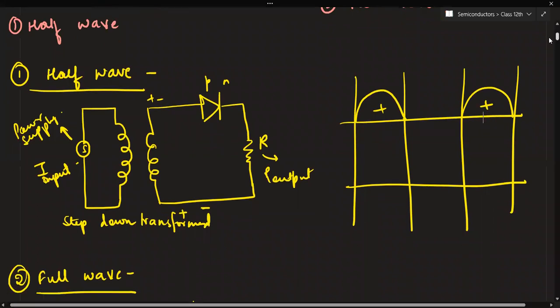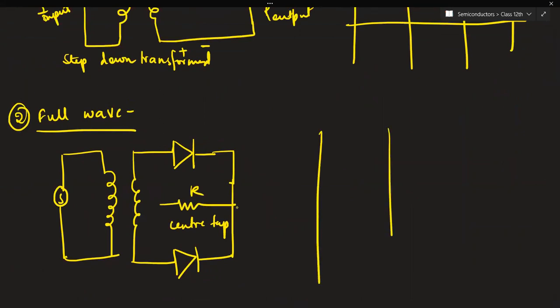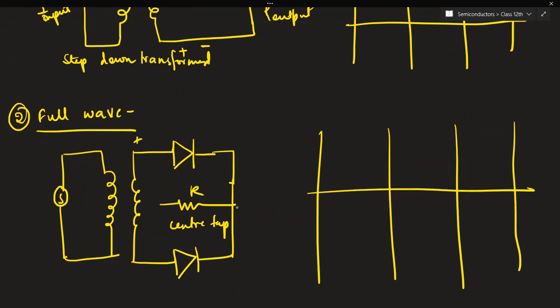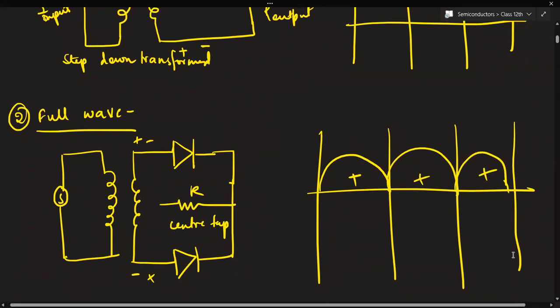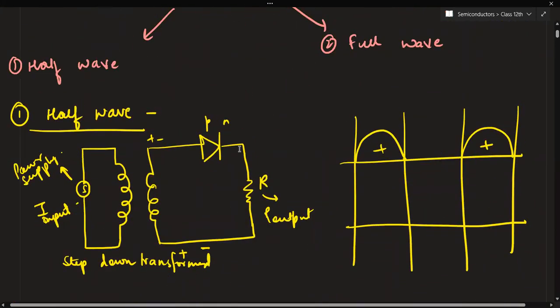But see, if I connect two diodes like this, what will happen? For all the waves, if this is positive, this will be negative. So if one is at forward bias, the second one is at reverse bias, and the forward one will read it. Then again negative, positive, so again one is forward biased and will read it.